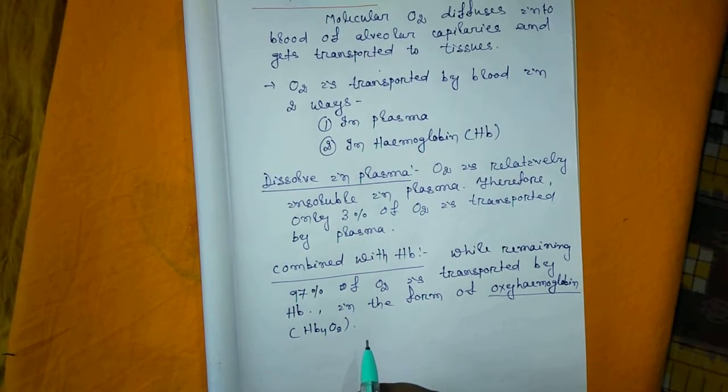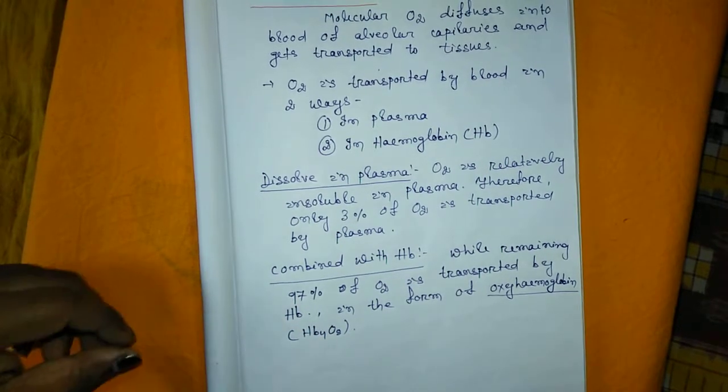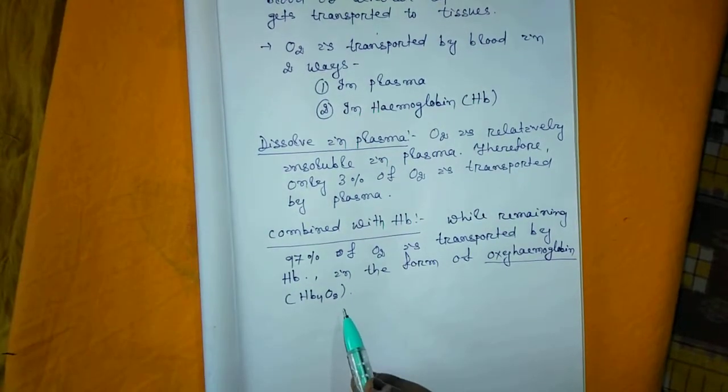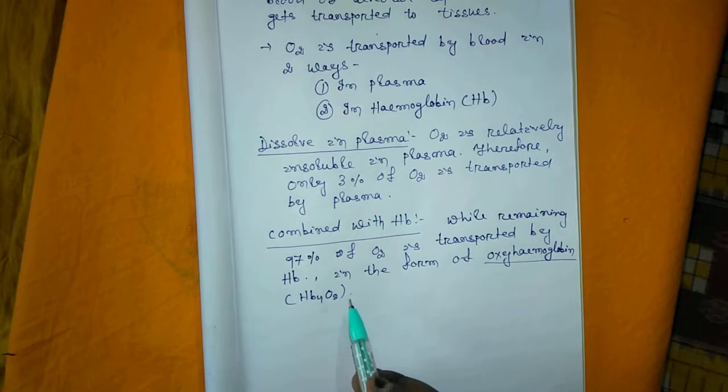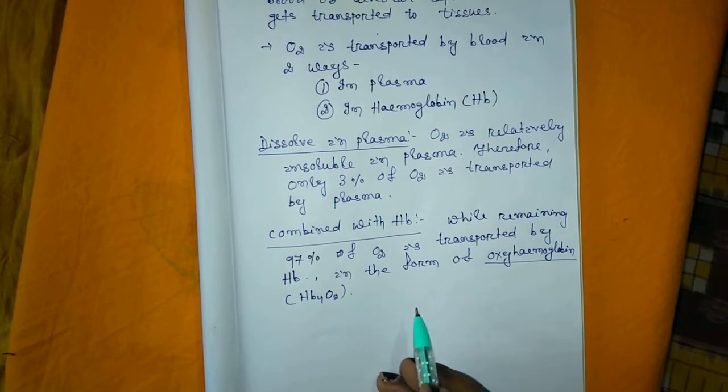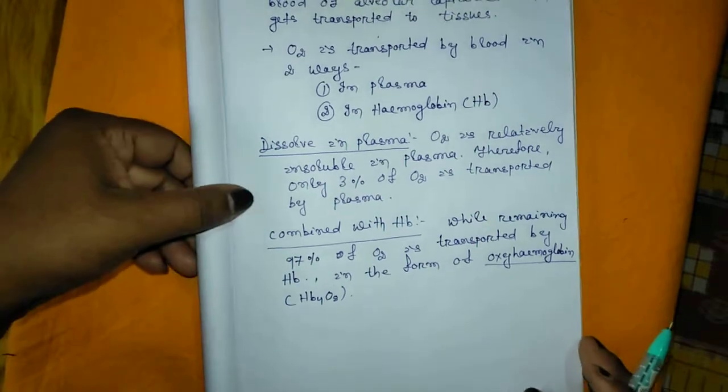Basically oxygen is transported in erythrocytes or red blood corpuscles by a respiratory pigment, that is hemoglobin, which has a high capacity to combine with oxygen and carry it to different tissues. This oxyhemoglobin forms the oxygen dissociation curve.